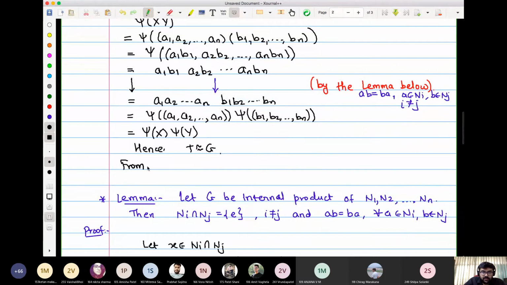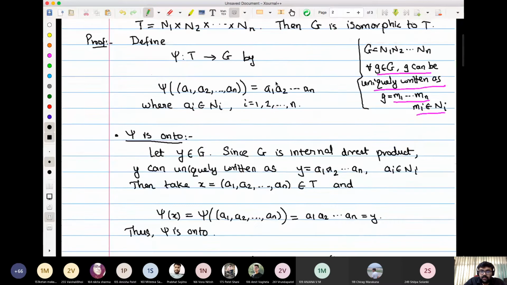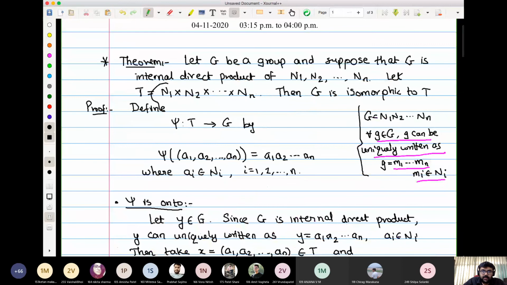So from now onwards we call this just the direct product. We can use whatever expression we want. I know this is confusing because in the internal direct product we take subgroups of G, and in the external direct product we take independent groups. Should we take this as a subgroup of G or not?